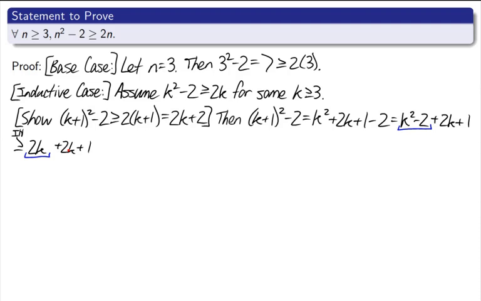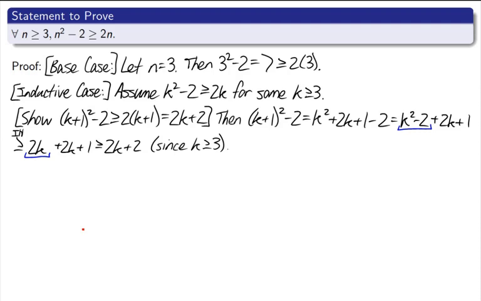Well, you might look at the value of k. Remember that k was at least 3. So in particular, 2k plus 1 is at least 7. I really only need it to be at least 2, so let me just say this is greater than or equal to 2k plus 2, since k is greater than or equal to 3. Now I've shown my inductive case, and this finishes the proof.